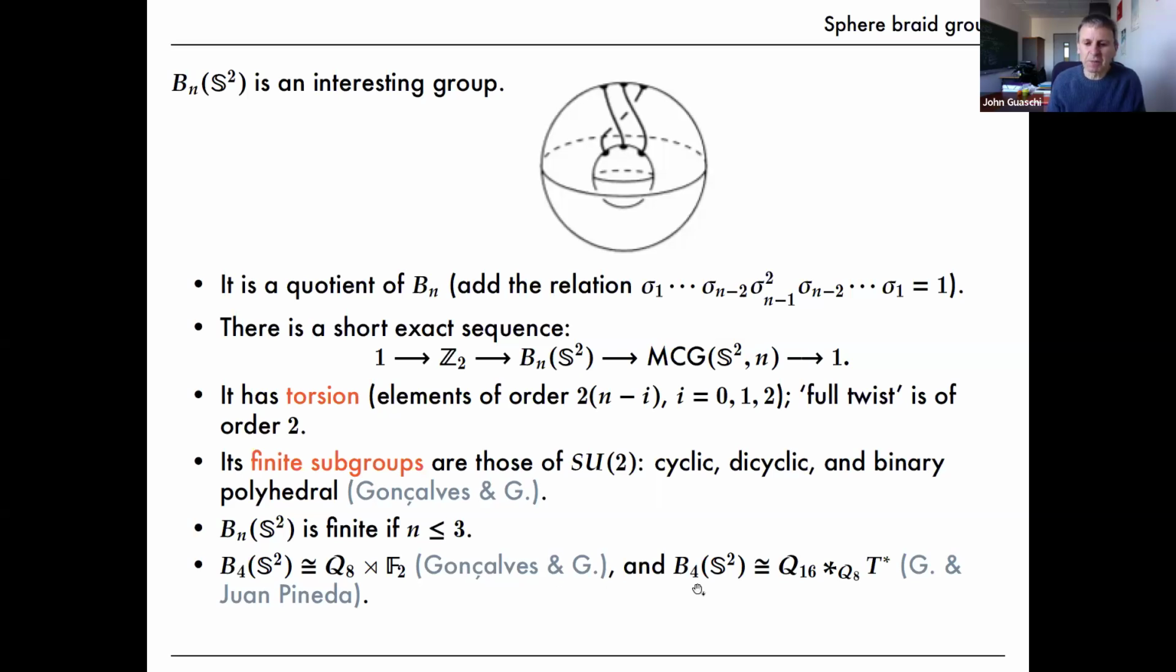And the same group can also be viewed in a different way. So this is the generalized quaternion group of order 16. This is the binary tetrahedral group of order 24. And so if you take the amalgamated product of these two groups over a copy of Q8, the quaternion group of order 8, well, it turns out that this is isomorphic to our B4. So this B4 is an example, but it's a very interesting example.